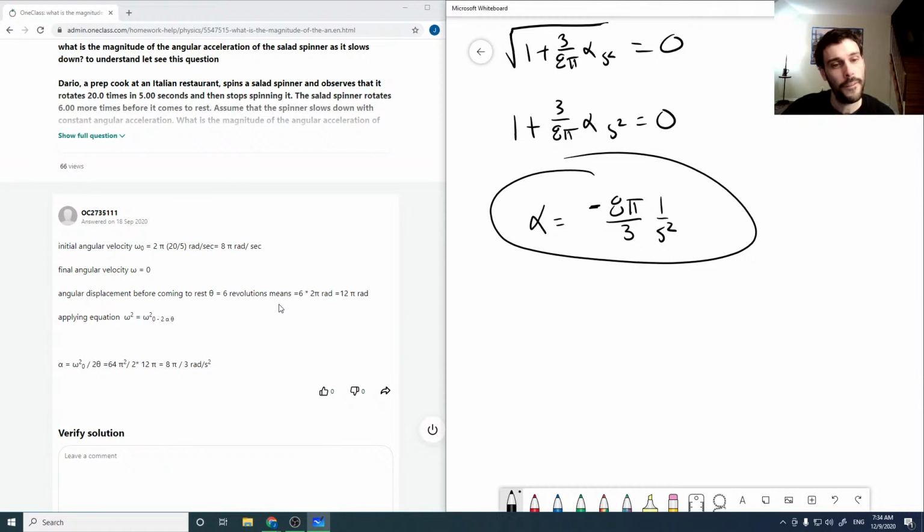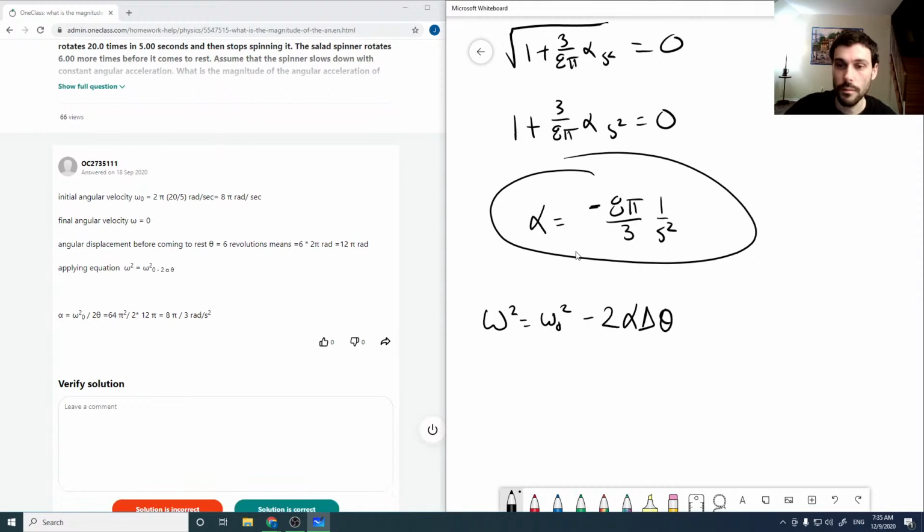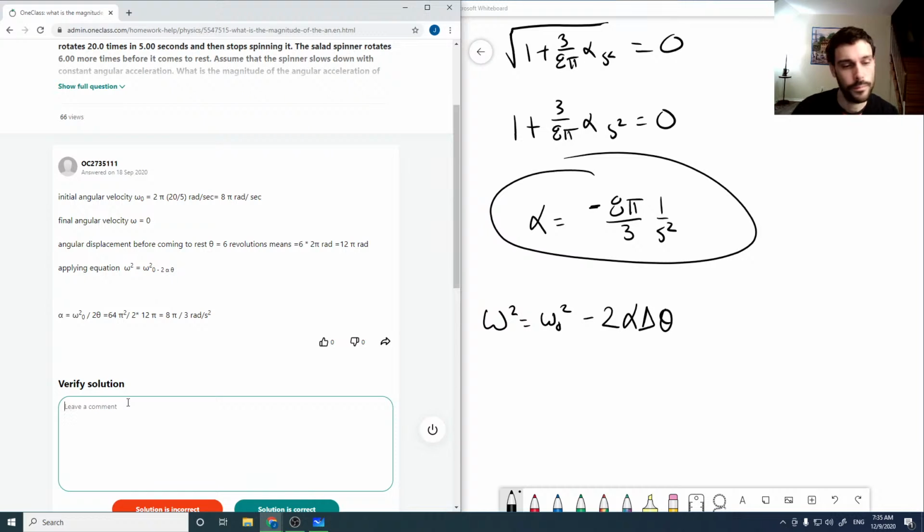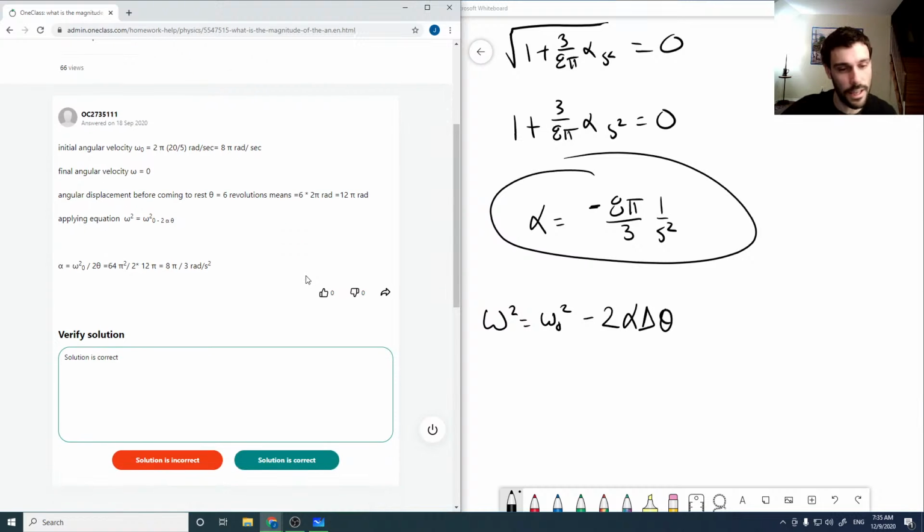Now if we run through this solution here, they did it a significantly easier way. So there's our initial velocity, which is our 8 pi per seconds. Our final is 0. And so instead we could have just used that omega squared is omega naught squared minus 2 alpha delta theta, and just plugged in our values, which would have given us our 8 pi over 3. But the negative sign would be wrong. Yeah, there'd be no negative sign. Interesting. But in any case, that looks good. And if anything, I showed how possible it is to have errors if you're not paying close attention. Okay, so that looks good.